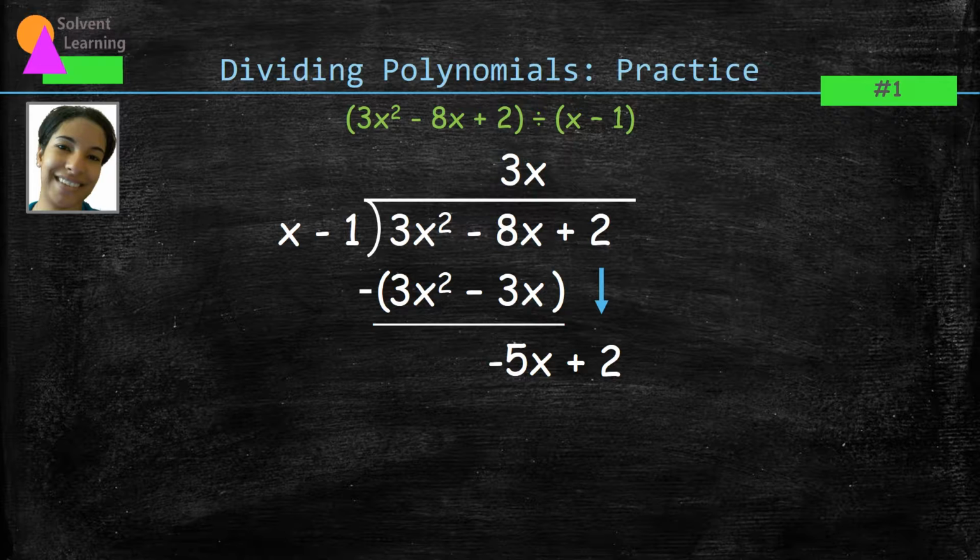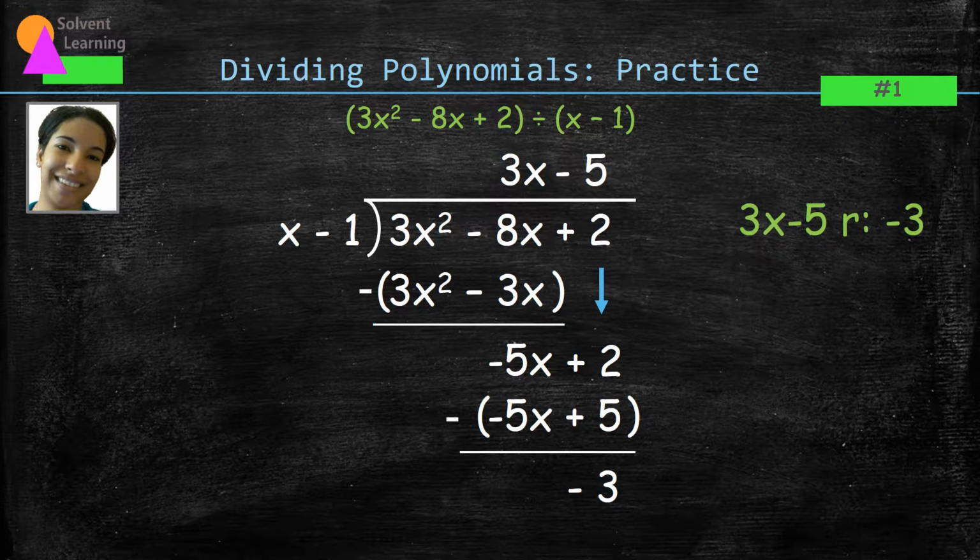Okay, now we start the steps again. We divide negative 5x by x, gives us negative 5, and multiply that negative 5 times x minus 1, giving us negative 5x plus 5. We subtract, and we're left with negative 3.